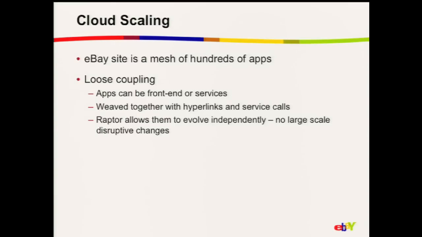So in this case, if there is a web application like view item, which is the page where you see the item in eBay, it can evolve on its own, independently, without depending on anything else, as long as the platform provides all the capabilities for the evolution.